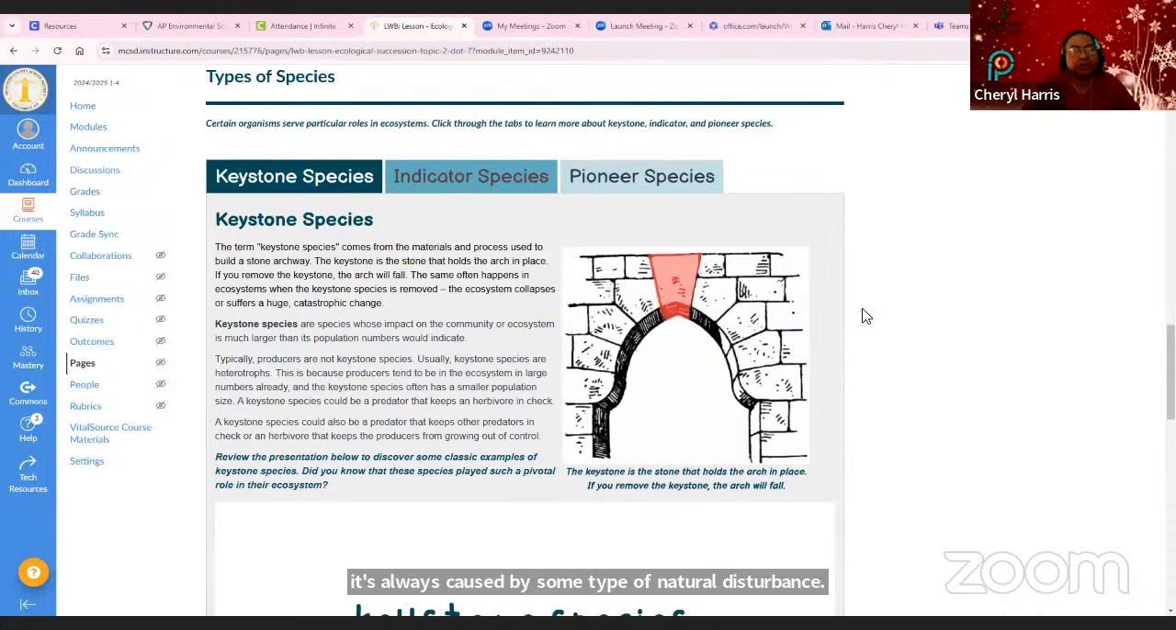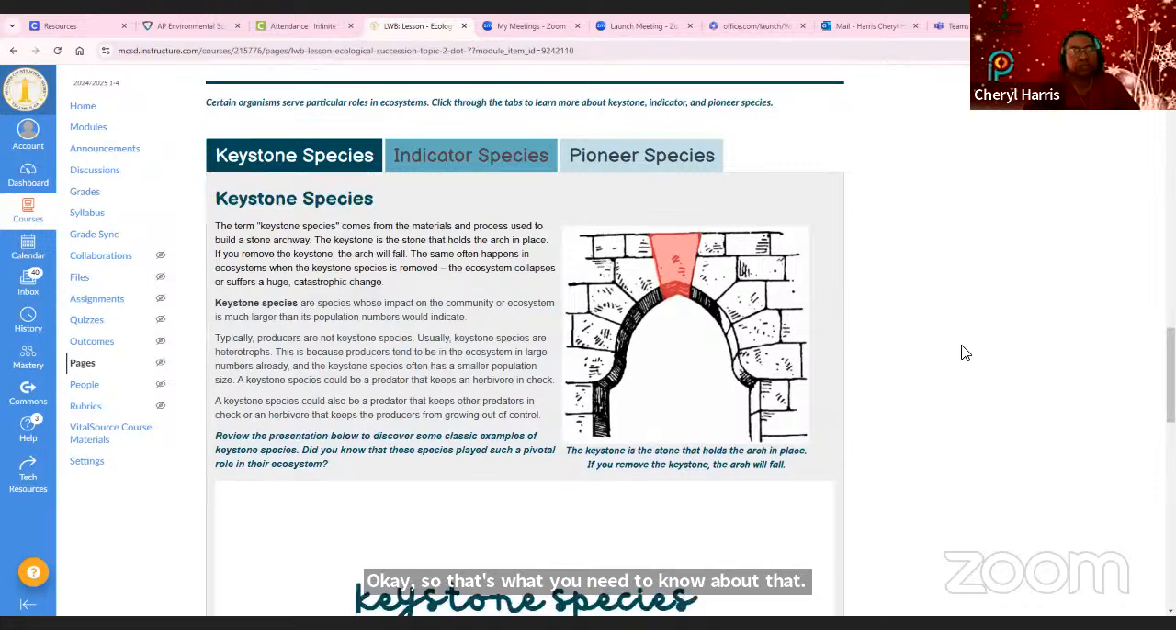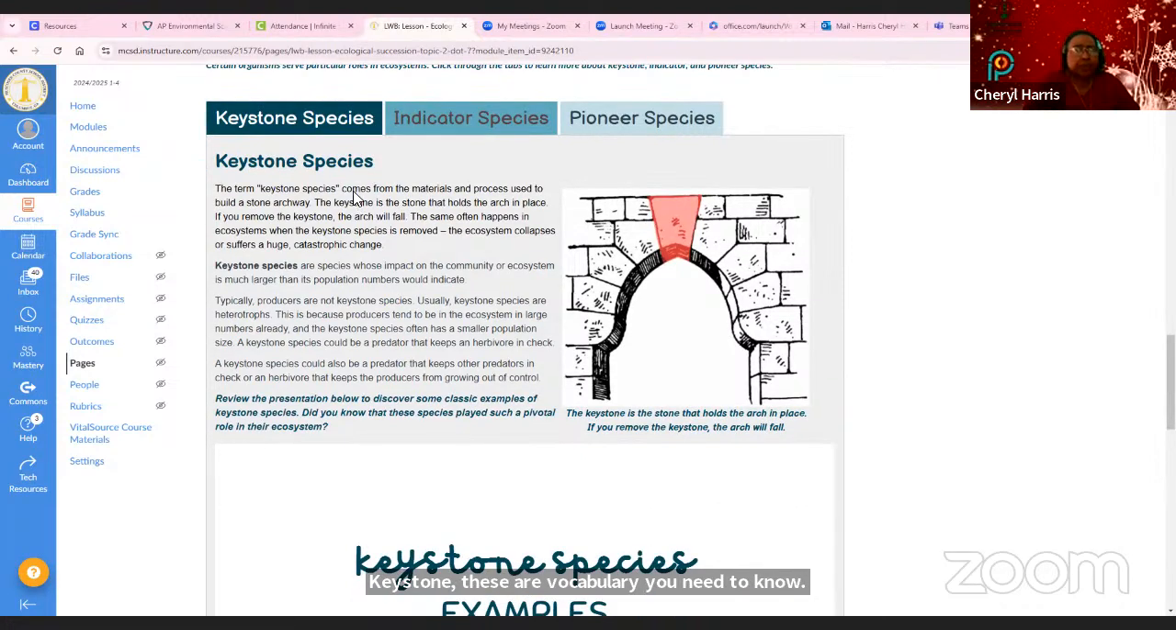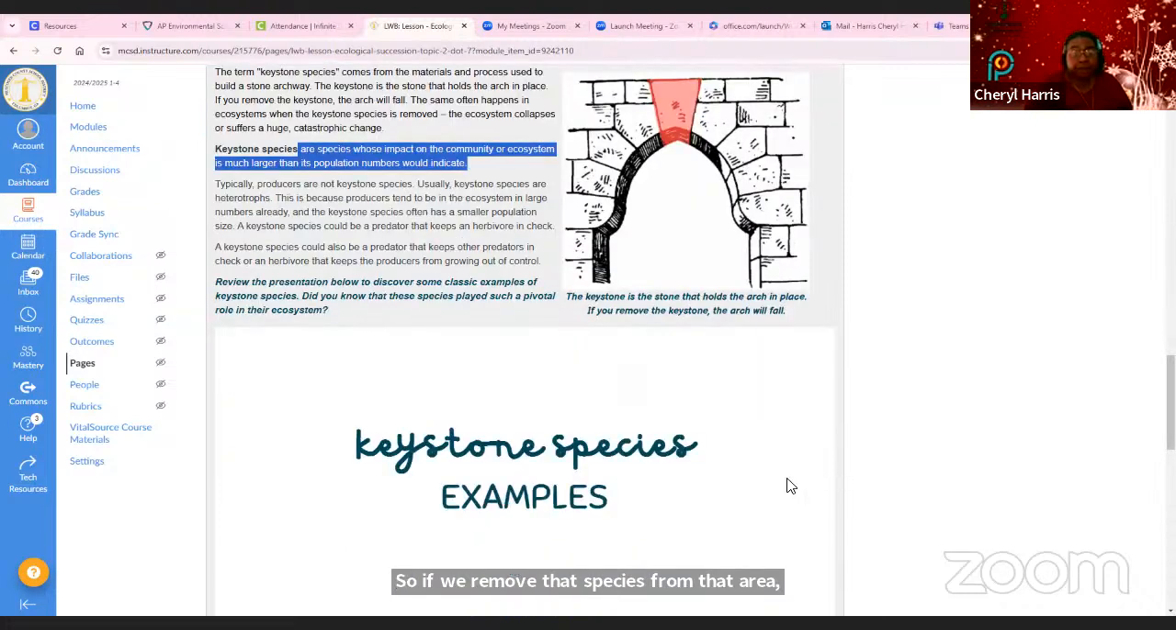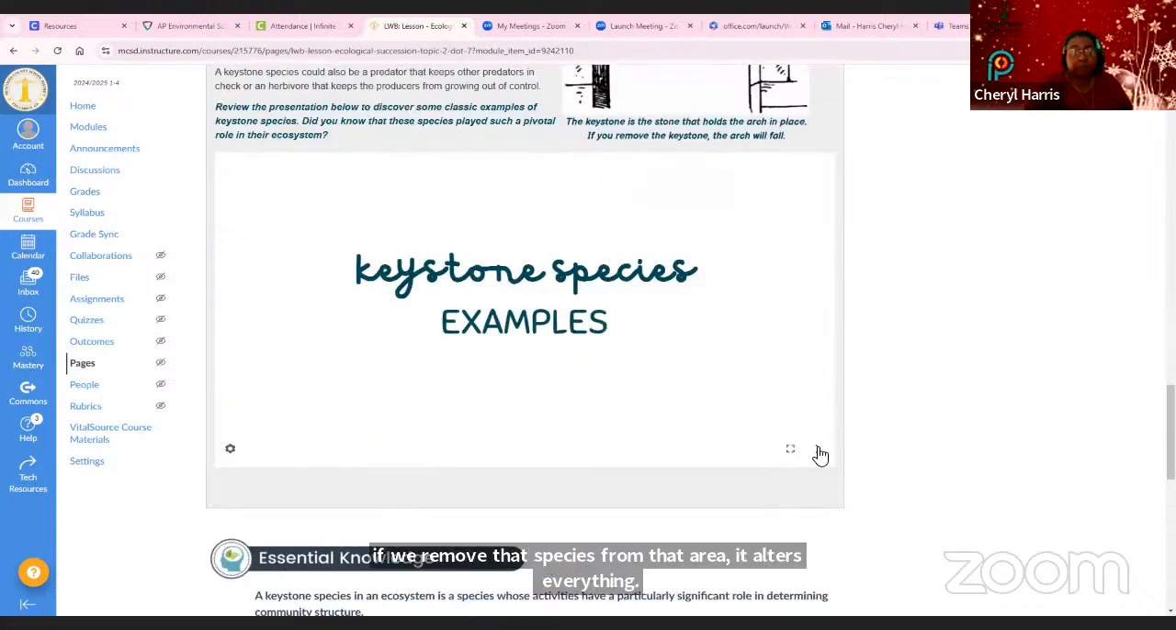Keystone, these are vocabulary. You need to know what a keystone species is, and that's the species that has the most impact on an area. So if we remove that species from that area, it alters everything. Okay, let's look at some examples.